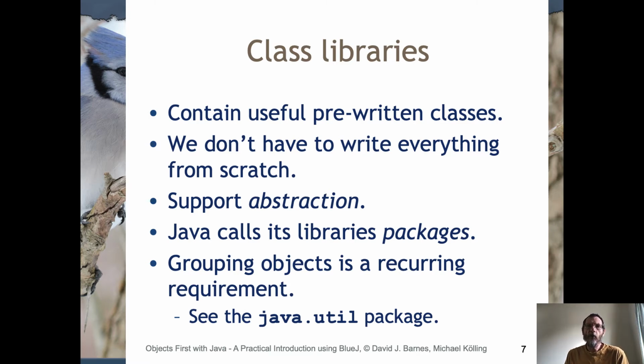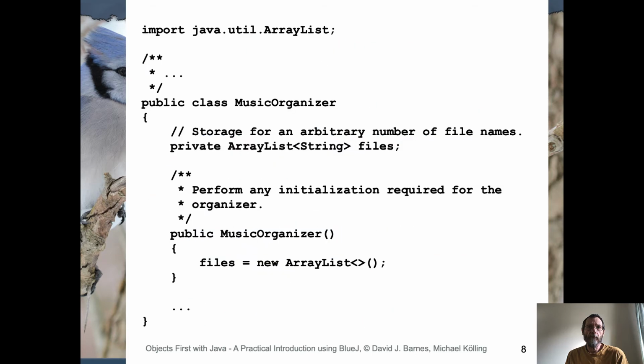Now Java calls its libraries packages, and we're going to be looking at classes from what's called the java.util package in this discussion and in future discussions associated with the material in chapter 4. So here's the fundamental source code of the music organizer class, or at least this is the definition of the single field that it has and the constructor to initialize that field.